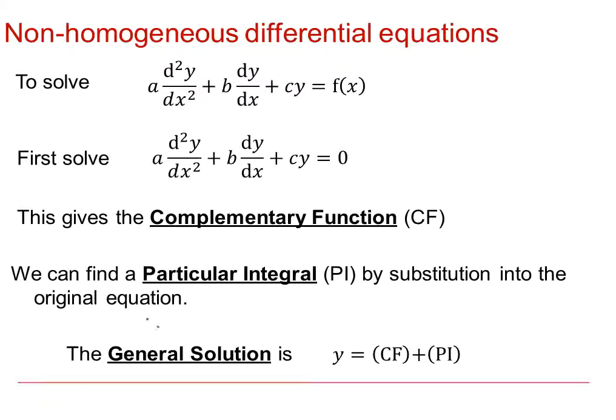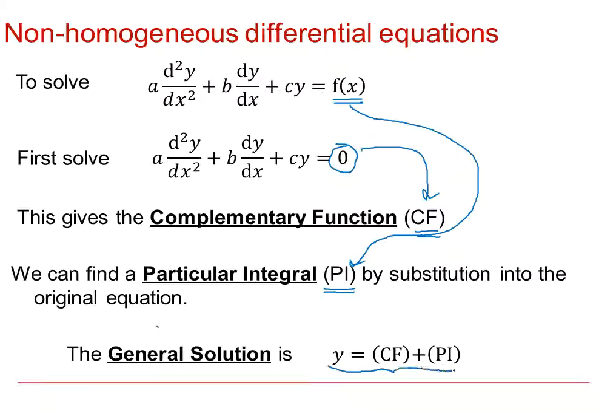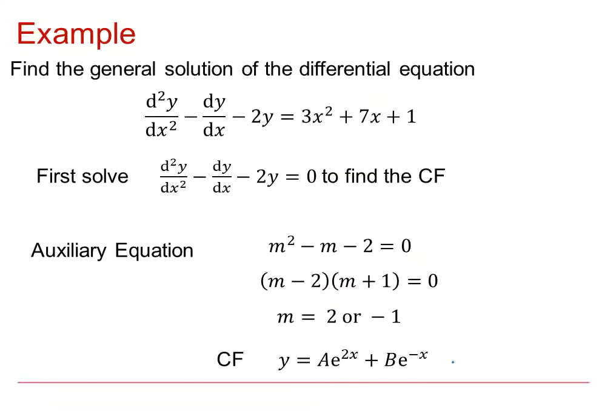So just to recap the vital steps involved, we first solve the homogeneous second order differential equation to find the complementary function, and then we consider the non-homogeneous case in order to find a suitable particular integral. And together the complementary function and particular integral will give us the general solution. So here is a differential equation that we've seen previously.